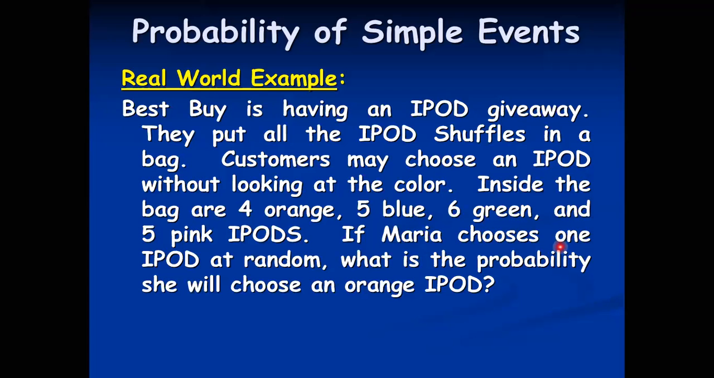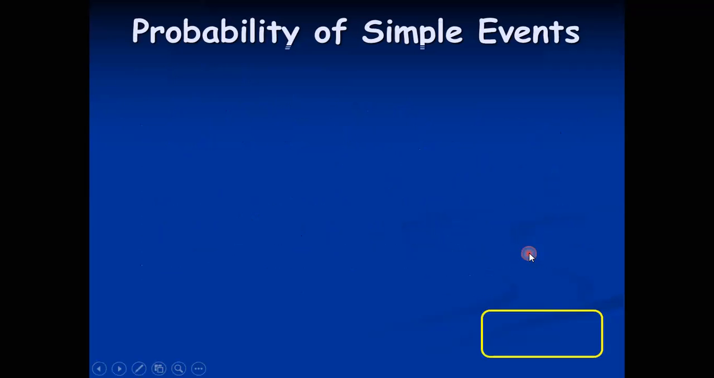So if you look at this question here, Best Buy is having an iPod giveaway. They put all the iPod shuffles in a bag. Customers may choose an iPod without looking at any. So they have colors: orange, 4 of them, then blue, 5 of them, and then green, 6 of them, and then 5 pink. So Maria chooses at random. What's the probability that she'll choose an orange iPod?